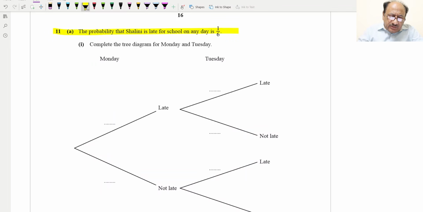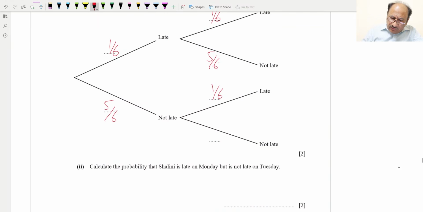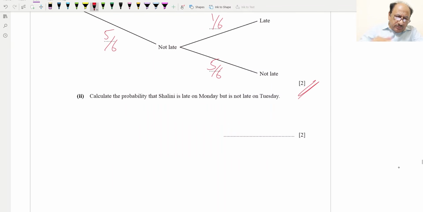A part: the probability that Shalini is late for school on any day is 1 by 6. Complete the tree diagram for Monday and Tuesday. Monday is this one, Tuesday is this one. So 1 by 6 is late, it means not late will be 5 by 6. So late is 1 by 6, 5 by 6, 1 by 6 and 5 by 6, and this is a 2 mark question. So easy to complete the table.